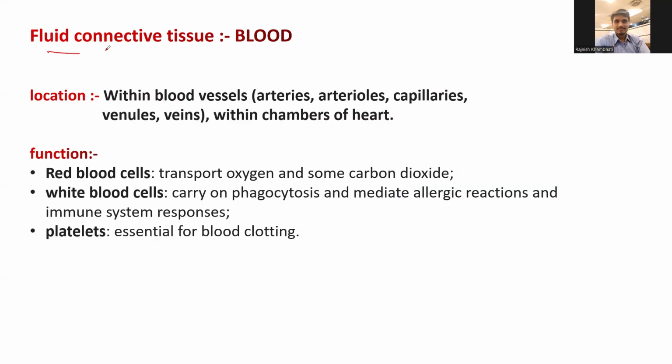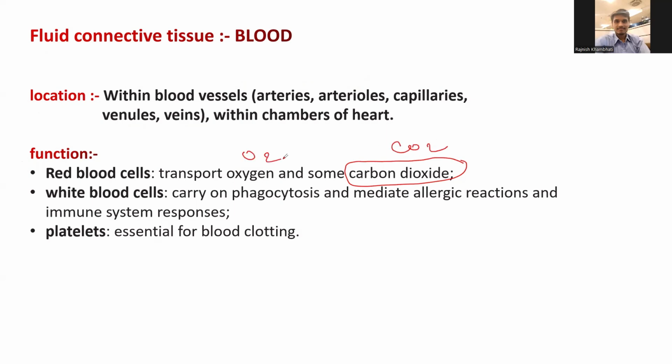So this is the structure of blood tissue, fluid connective tissue. Blood's location is within blood vessels. You can find it in your blood vessels like arteries, arterioles, capillaries, venules, veins, etc., and within the chambers of the heart. It is the function of the heart to pump the blood. And what is the function of the blood? RBCs, red blood cells, will transport oxygen and CO2 in the blood. It will be transporting O2 and CO2.